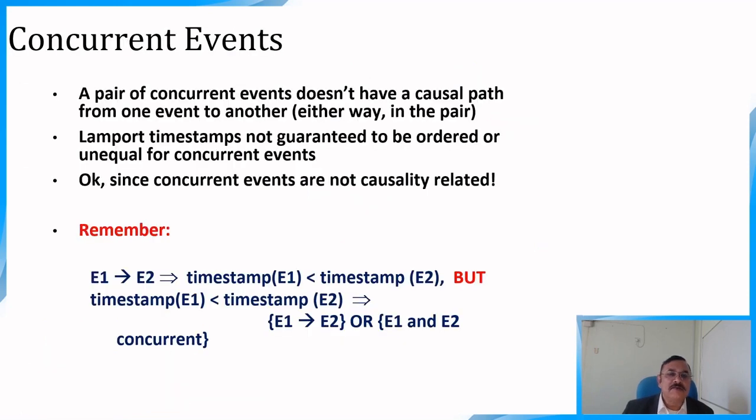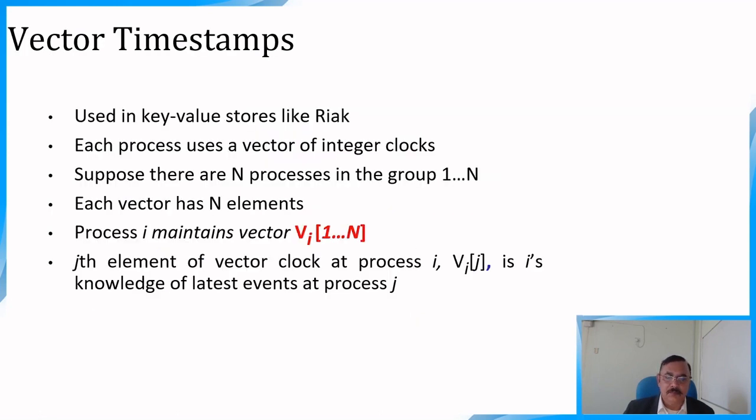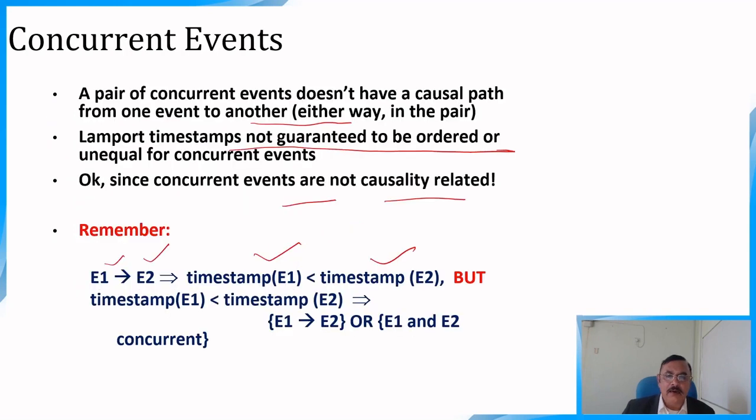So, for a pair of concurrent events, there is no causal path from one event to the other. The logical timestamp does not guarantee ordering, or that timestamps are unequal, for concurrent events. So, concurrent events are not causality related. You have to remember that if E1 has happened before E2, this means the timestamp of E1 is less than the timestamp of E2. But if the timestamp of E1 is less than the timestamp of E2, this means that E1 has happened before E2 or E1 and E2 are concurrent events.